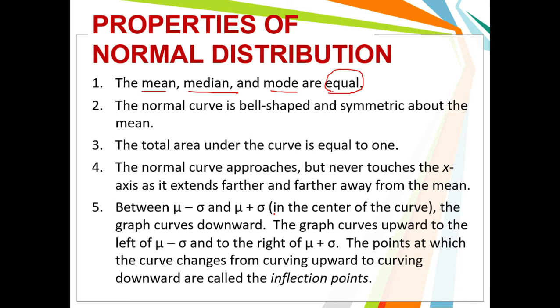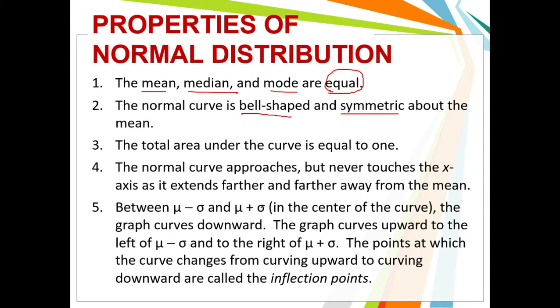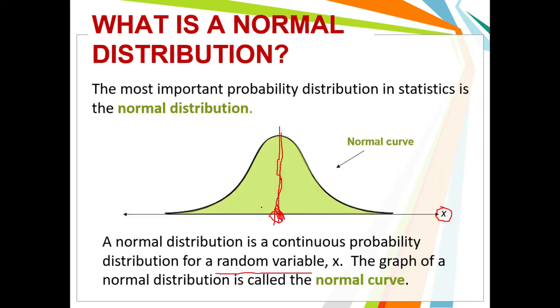Okay? So, number two property ng normal distribution, the normal curve is bell-shaped and symmetric about the mean. Okay? So, yun nga sabi kanina, the line of symmetry goes through the mean. Number three, the total area under the curve is equal to 1. Since this is a probability distribution, yung ating green shade dyan, that is the area. And equivalent ng area na yan is equal to 1 or 100%. Because that is a probability distribution nga.